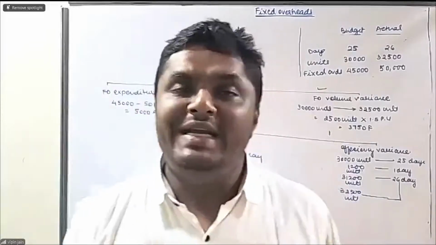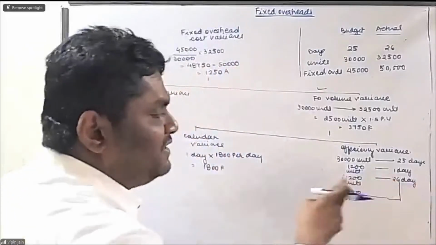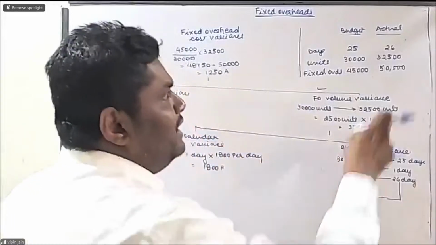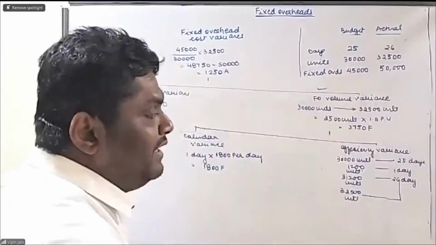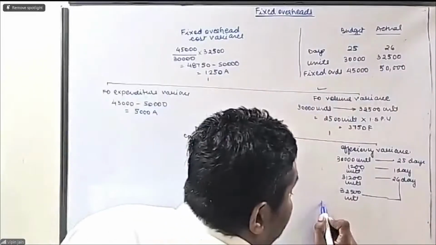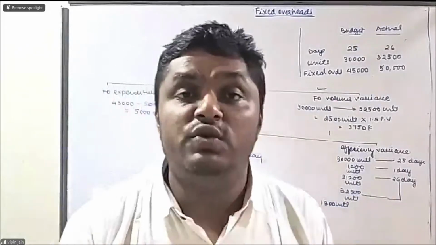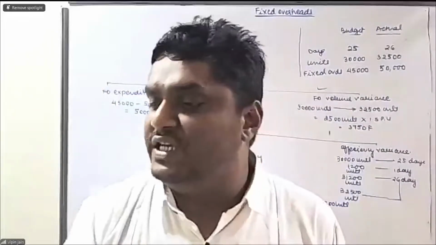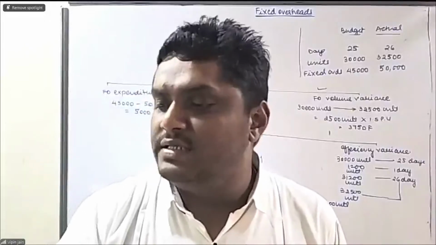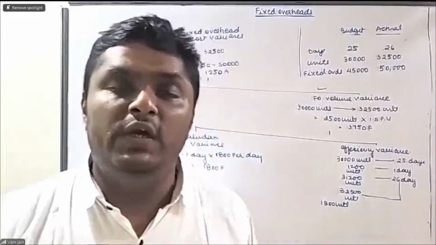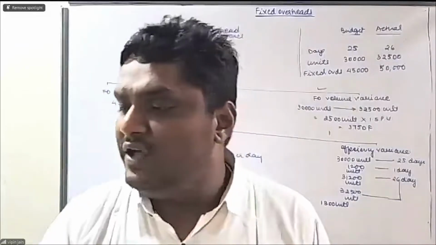In short, in 26 days, we were supposed to manufacture 31,200 units. But in these 26 days, how many units we actually manufactured? 32,500. That is 1,300 units extra we manufactured. So is it my efficiency or inefficiency? Waiting for your answers, guys. So 1,300 units extra we manufactured in 26 days. So is it efficiency or inefficiency?